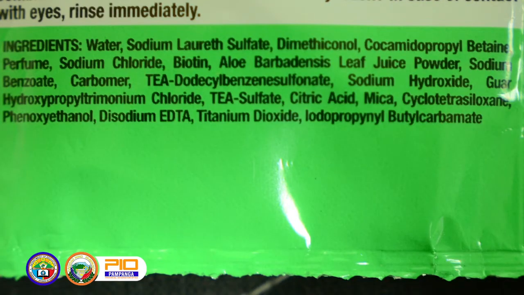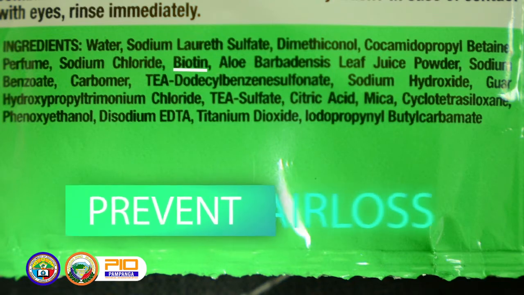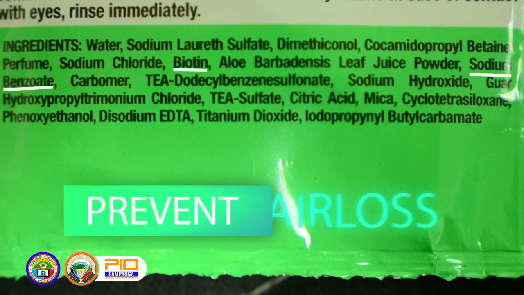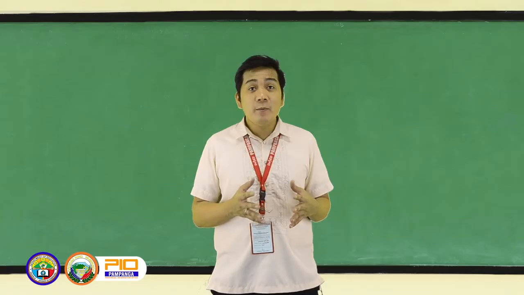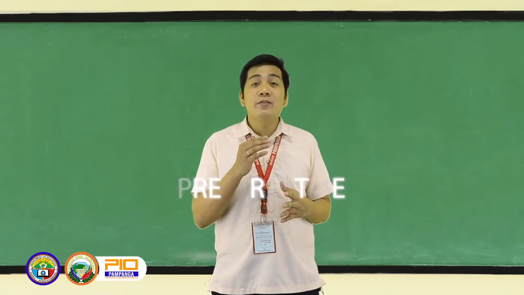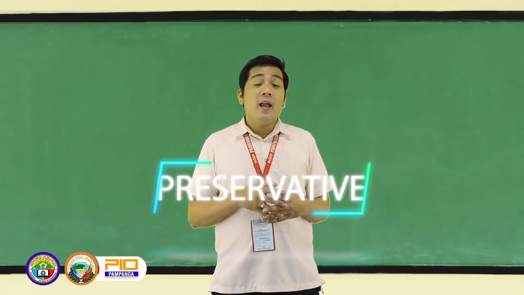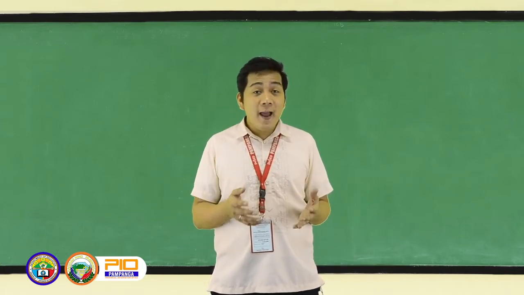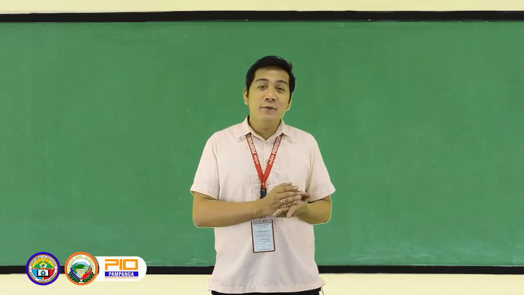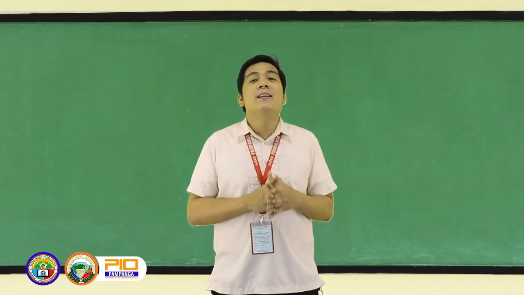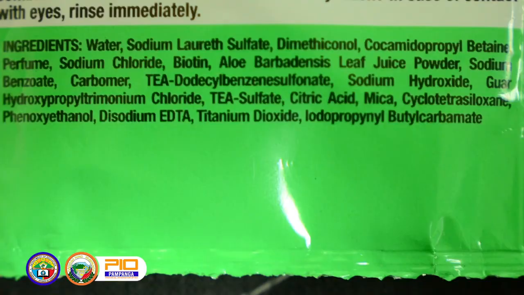Another one on the list is biotin. Biotin is believed to prevent hair loss. Now let's put our attention to sodium benzoate. Sodium benzoate functions as a preservative in shampoo. It is generally safe. In fact, it can also be found in food, but of course, it is harmful in excessive amount. If you look further down on the ingredient list, you will see phenoxyethanol and iodopropanol butyl carbamate, or IPBC.